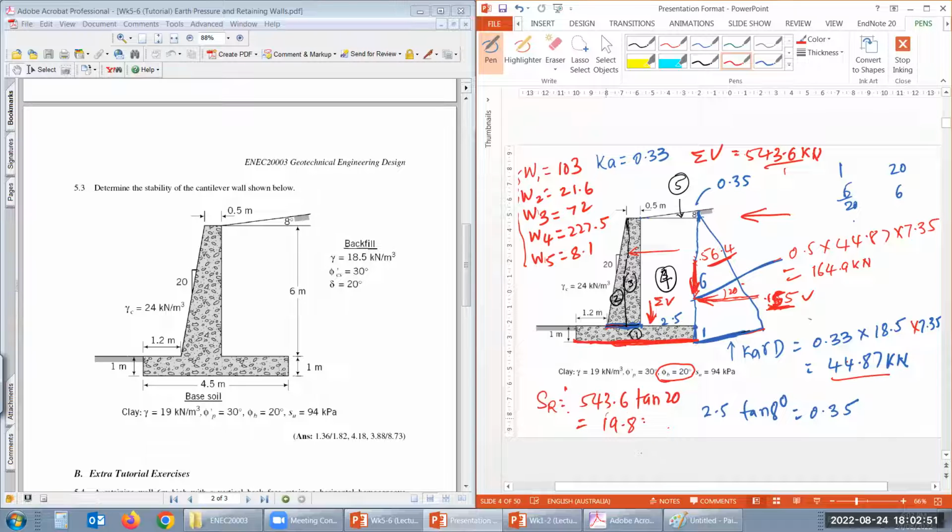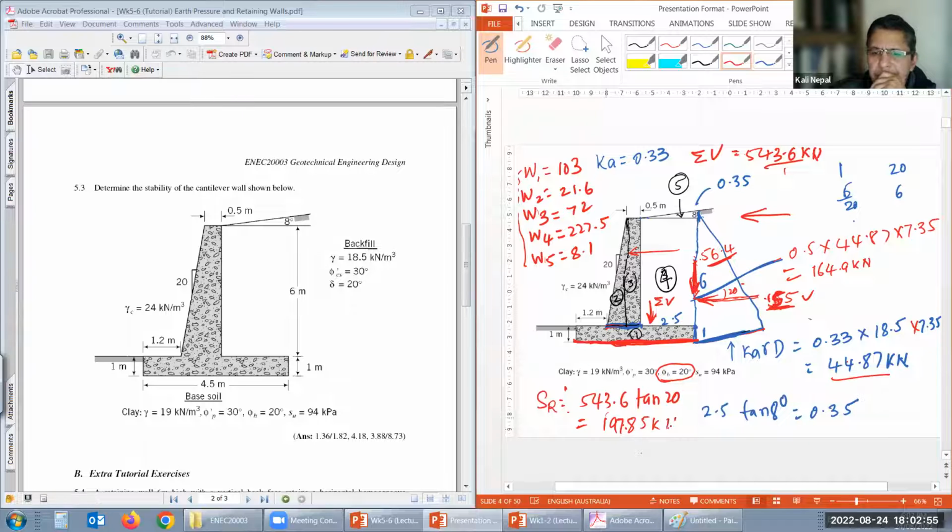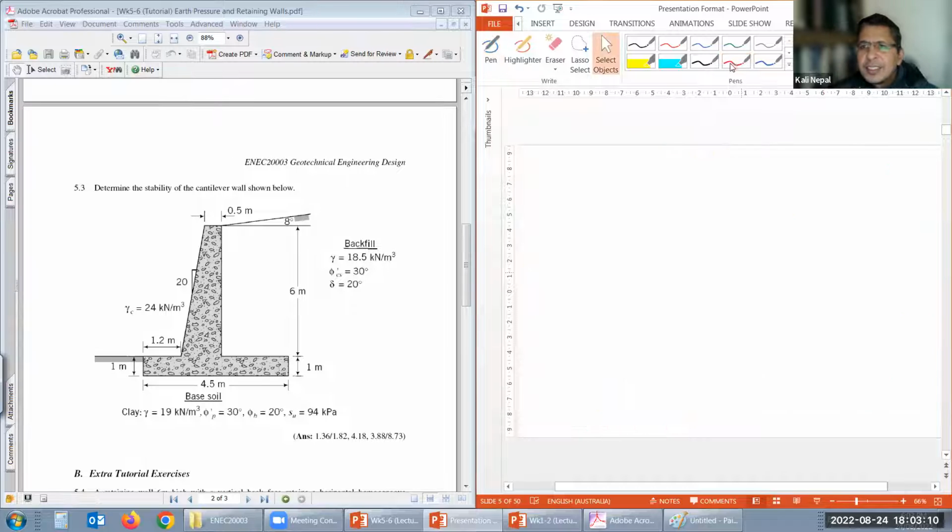197.85 kilonewton, right? So this is resisting, and that is pushing. What is the factor of safety now? This is pushing, and that's resisting, right? Can I go to the next page? Right, here I go. Factor of safety, sliding.